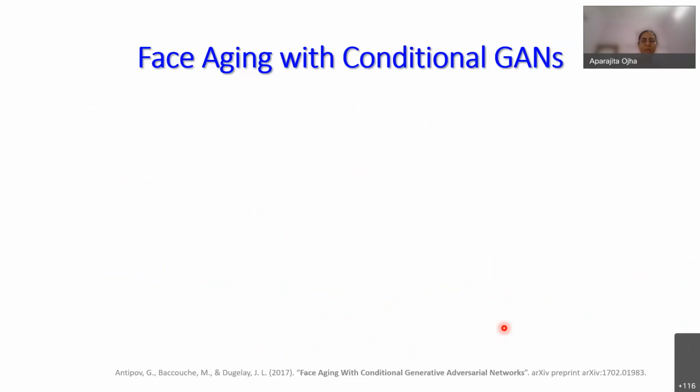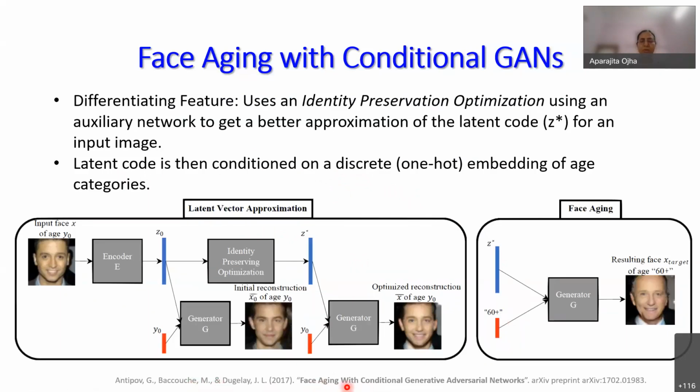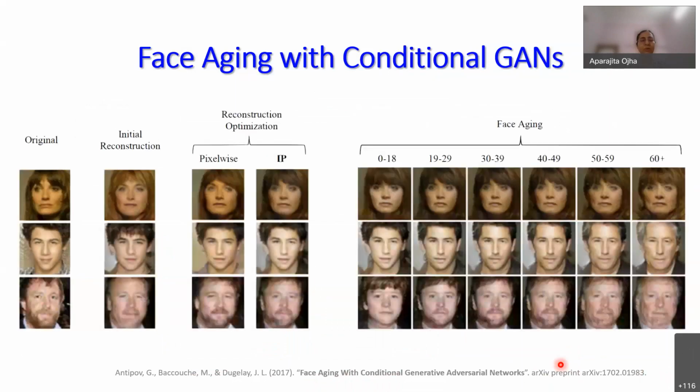So it's a new interesting application that was introduced by these people in 2017. All these days, all the papers are readily made available on arXiv, as all of you might know. They showed the original face, the initial reconstruction, and then applied the optimized reconstruction, and they got these results. Then they looked at the face aging application generator that they introduced. You can see that starting from ages 0 to 18, they could produce faces of 60 plus, similarly for this boy and for this person. So you can see how you will look 20 years later using this conditional GAN.